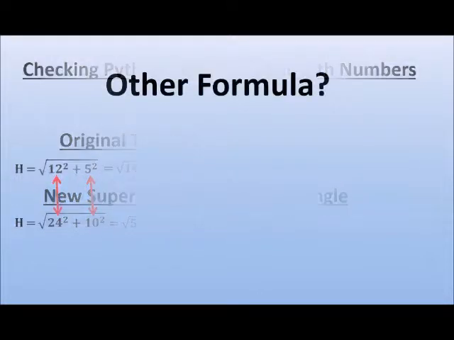Now, let's say that our evil-minded or simply confused friend tells us that the Pythagorean theorem is h equals x squared plus y squared. In other words, he forgets to put the square root over x squared plus y squared.